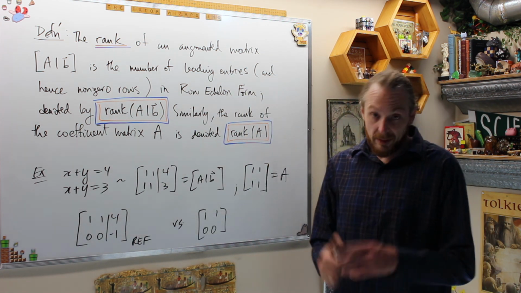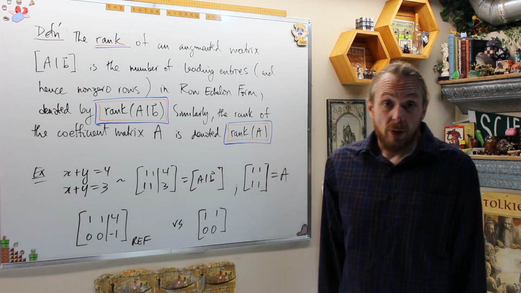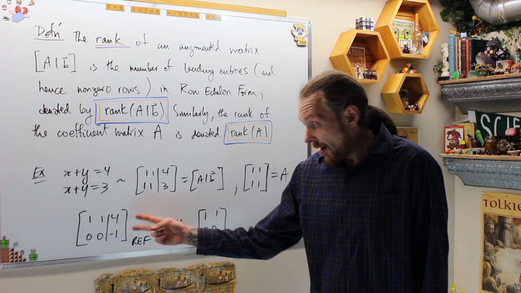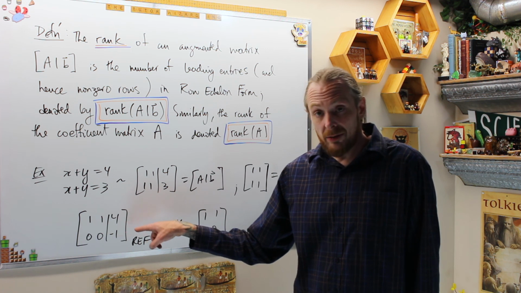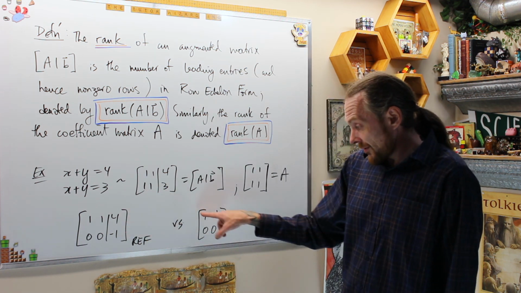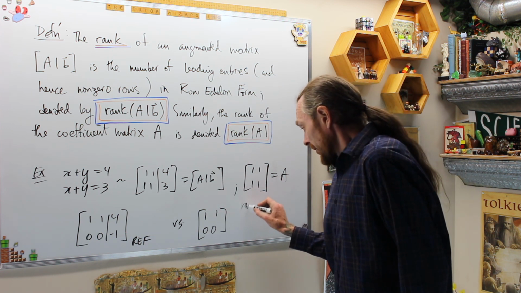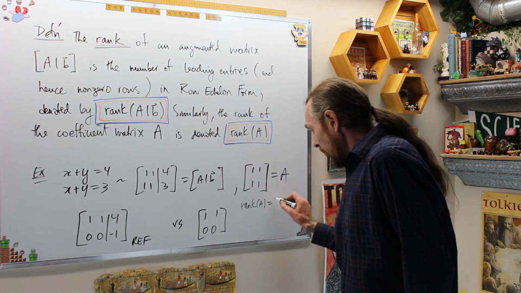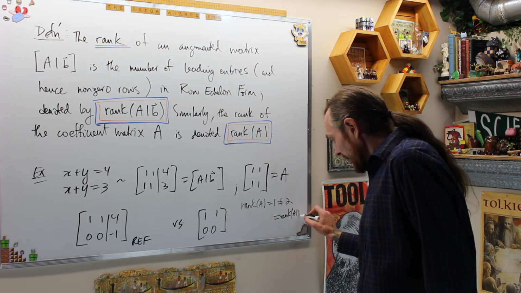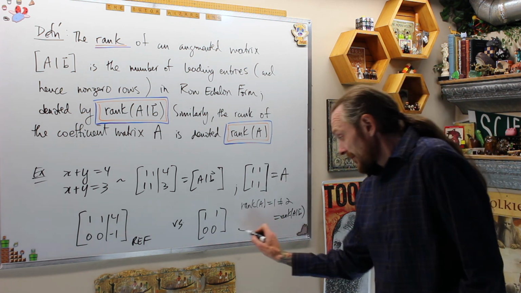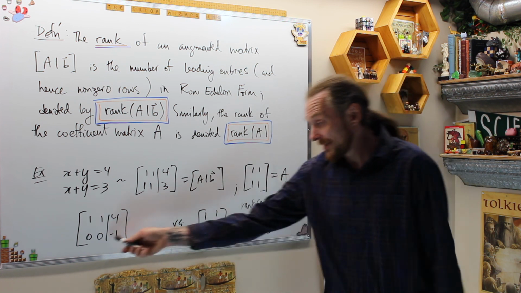Now at first, this is a lot of moving parts, but what's the rank now? The rank is the number of non-zero rows. In the augmented matrix we have 2 non-zero rows, so the rank of this is 2. But here we only have 1 non-zero row, so the rank of A is 1, which does not equal 2, the rank of the augmented matrix. So that says no solutions. It's inconsistent because the rank doesn't match.